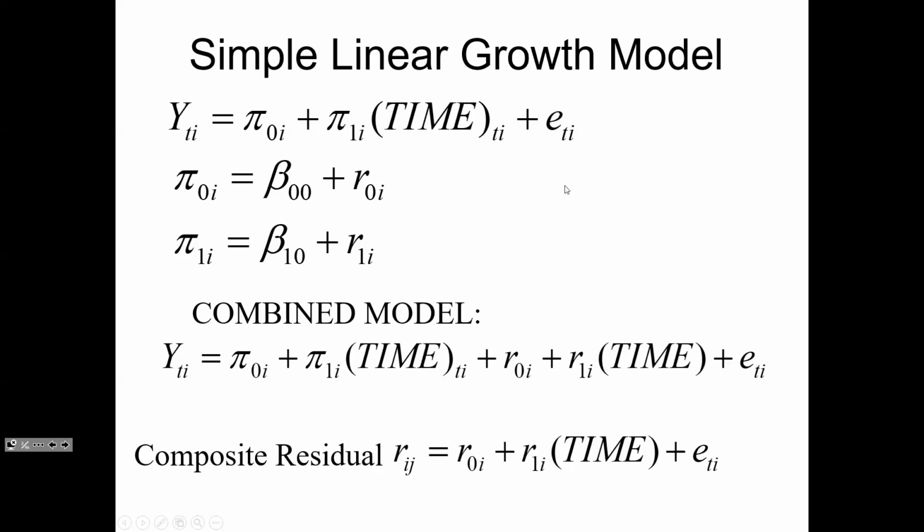Okay, so let's start with a simple linear growth model. You can see the PowerPoint up there, right? This should all look pretty familiar. We have y at time t for person i as a function of a randomly varying intercept and a randomly varying slope, which gets multiplied by time. This is a simple linear growth model. Time is coded 0, 1, 2 if it's 3 time points, or 0, 1, 2, 3 if it's 4 time points. And then we have our combined model.